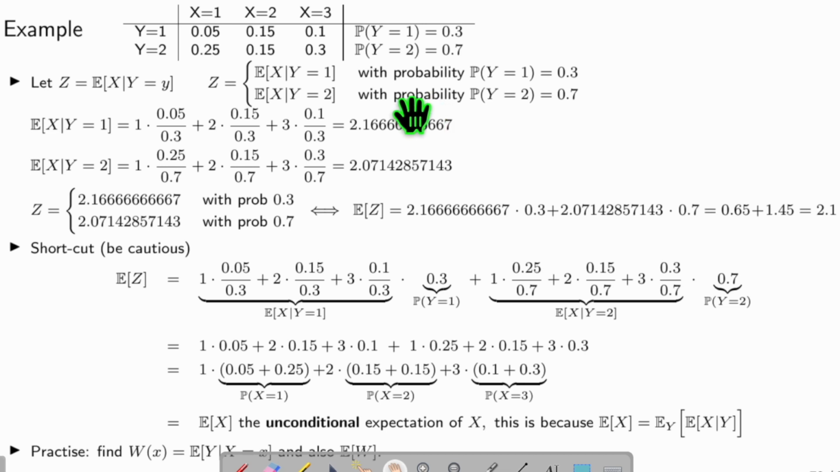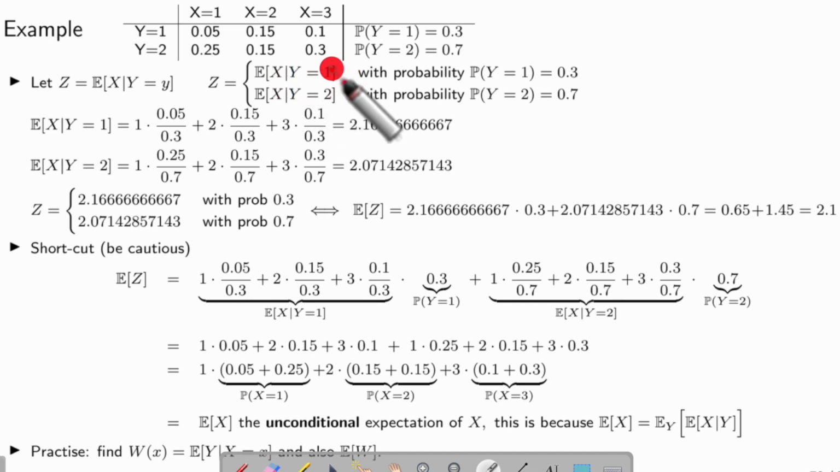So here's the example. The same table, and I also get the marginal probability. So now I let z be my random variable, the expected value of x given that y is y. So how do I calculate this? First of all, this is saying the probability of z having this value given that y is 1. So I need to know the chance y is 1, which is this value. And similarly for y is 2, the chance is 0.7.